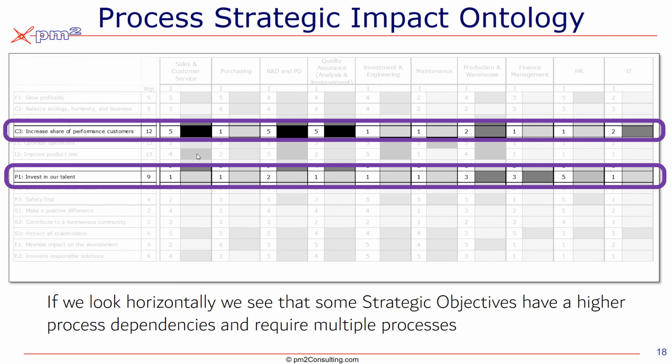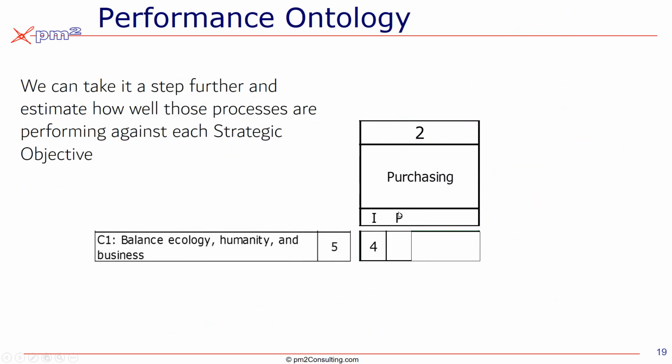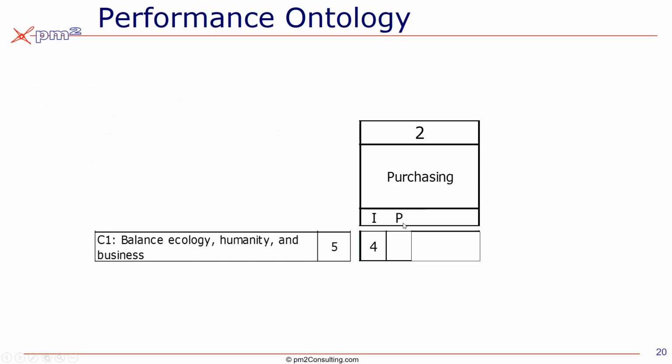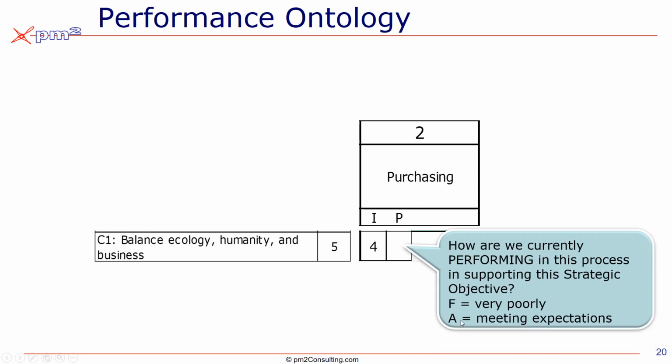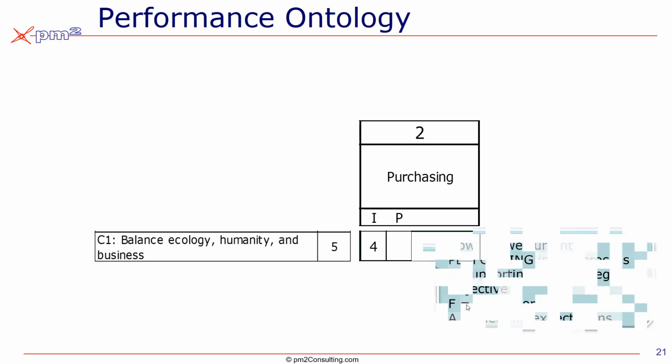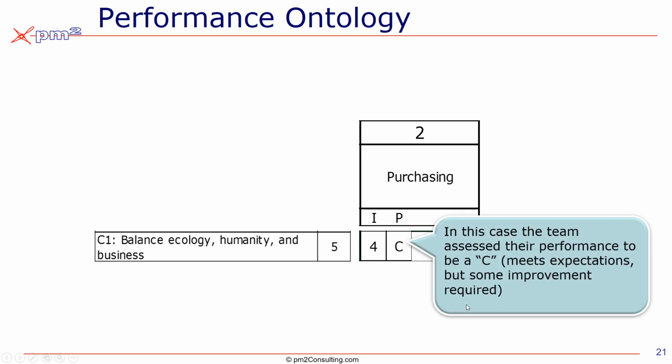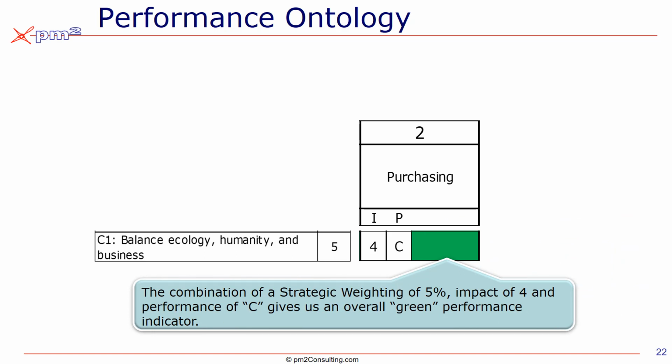So what does that look like? Well, we can now, in addition to scoring the impact that we saw before, also score the performance. And it's a similar scale. I'm going to score it. A says I'm meeting expectations. What my budget asks for, I'm achieving that number. Not world class or best in the galaxy, but what my budget says I should be doing. And down to F. F means I'm doing fairly poorly. So in this case, a C means we're sort of meeting expectations, but there's some improvement required.